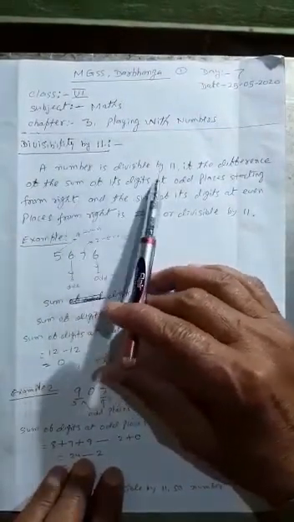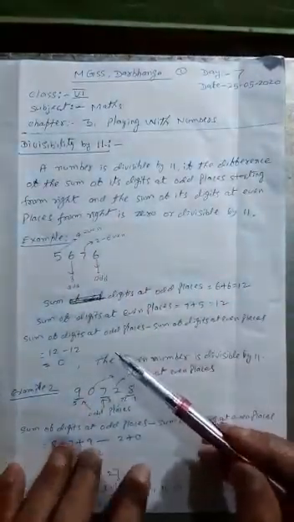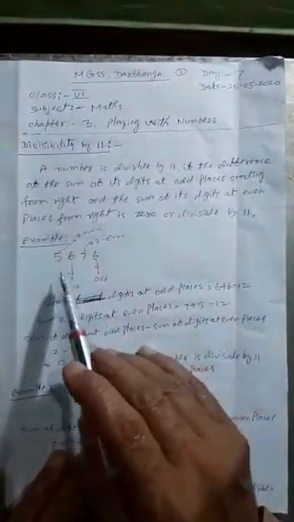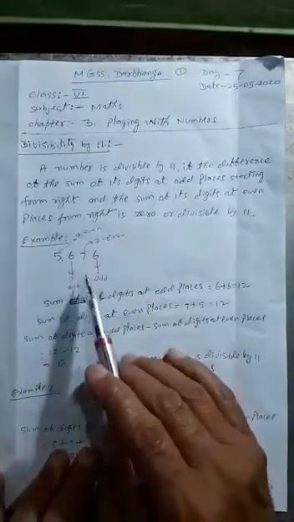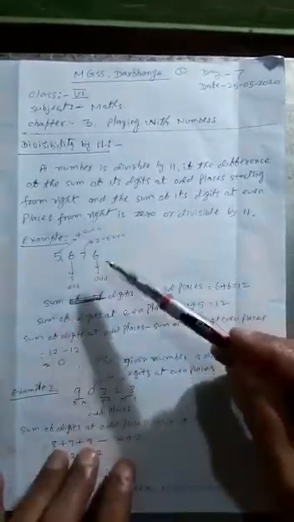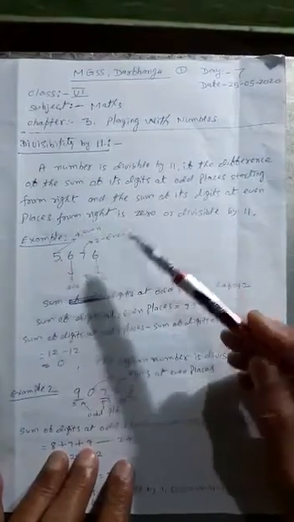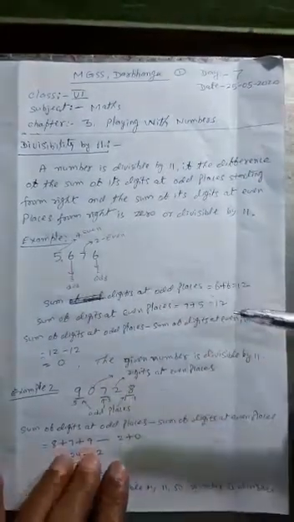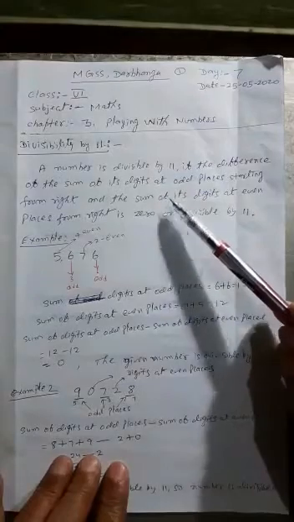A number is divisible by 11 if the difference of the sum of its digits at odd places starting from right and the sum of its digits at even places starting from right is 0 or divisible by 11. Let us see this example. I have written a number 5676. We have to check whether the given number 5676 is divisible by 11 or not. Here we do not have to perform actual division. We have to apply this rule.